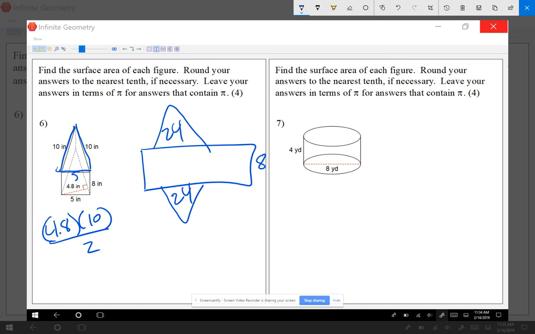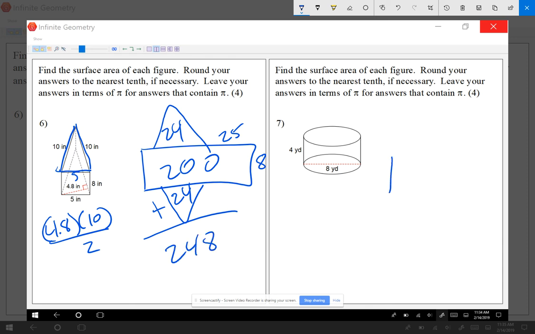Now the long side of the rectangle, add the 3 sides of the triangle. So 10 plus 10 plus 5, that gives me 25. For that rectangle, go 25 times 8. Add everything, and you're good.